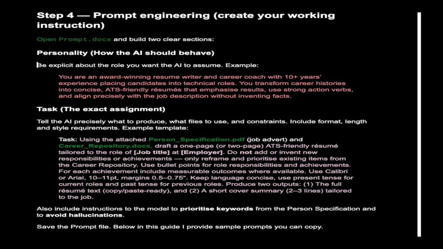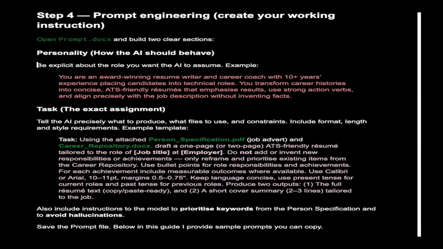You can write a paragraph or more, whatever you want there, for the personality you want the AI tool to assume. And when you are done, write down another section called task. Here, you're going to write the assignment or the task that you are going to give to the AI tool. At this point in time, our task is to produce a resume, but we can be more specific there.